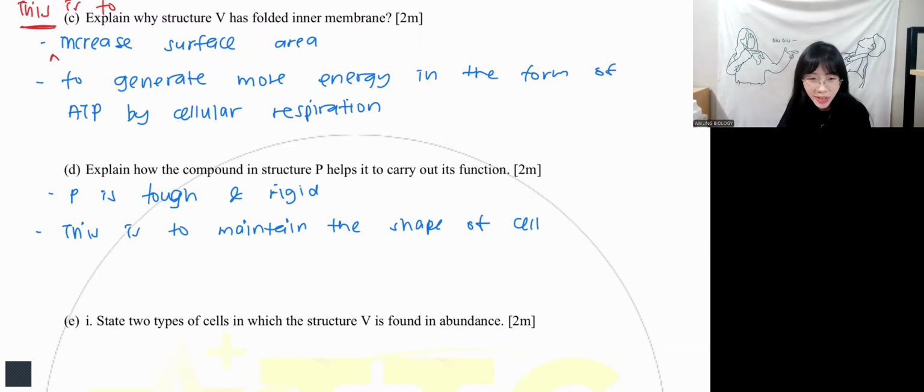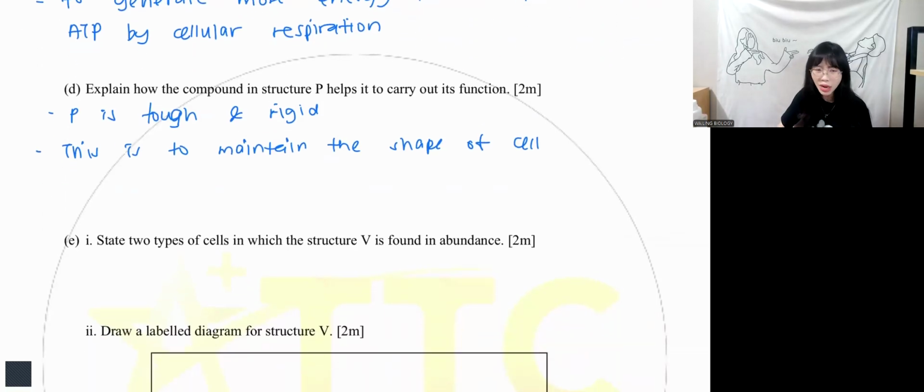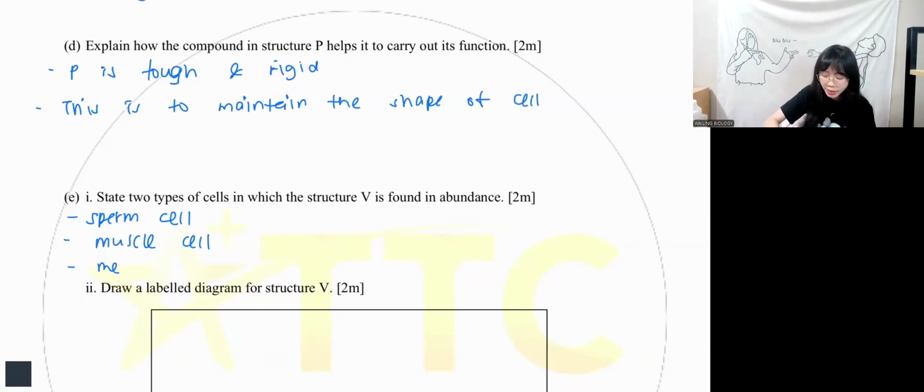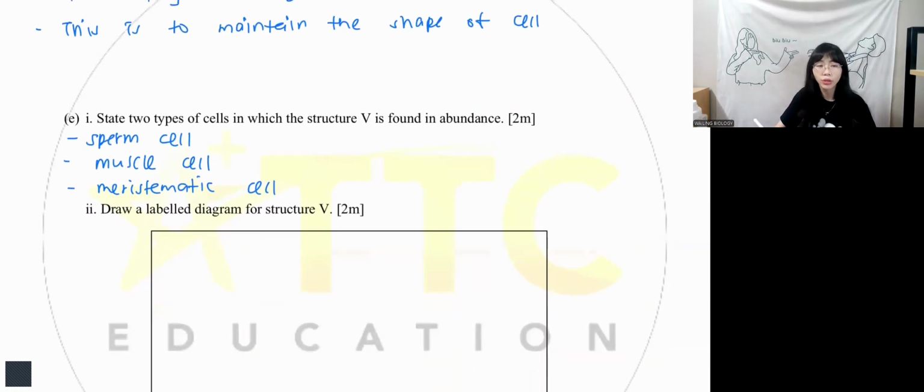Okay, next, state two types of cell in which B is found abundantly. You can write animal cell, you can write plant cell. You can write sperm cell, muscle cell, and one more for plant cell. What is the plant cell one called? Very good, meristematic cell. Meristem cell and meristematic cell are the same thing. Up to you which one you want to write.